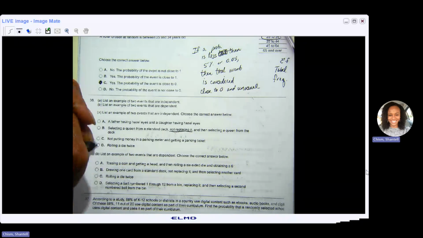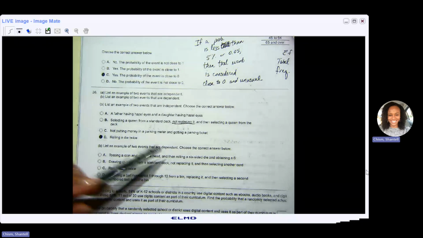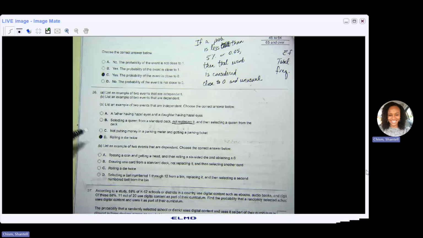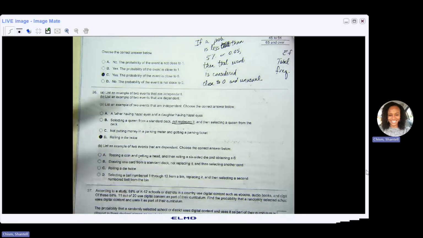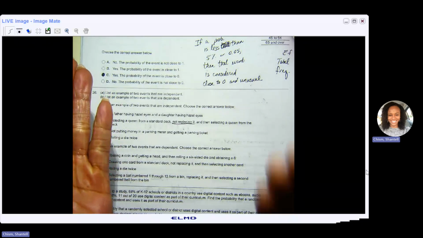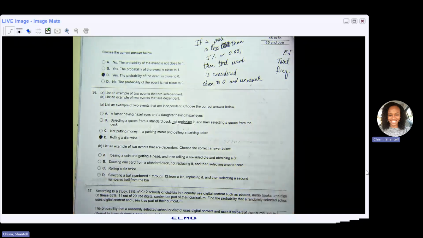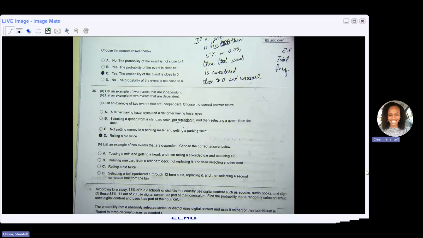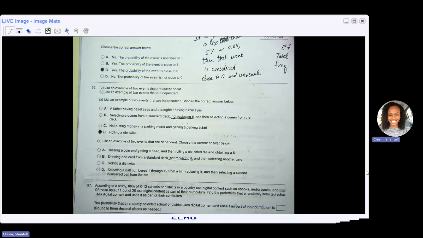And then for part B, all of these are independent except for one choice, which is the one we're looking for. We're trying to figure out which ones are dependent this time. So A says tossing a coin and getting a head, and then rolling a six-sided die and obtaining a six. Well, those are two separate entities. I could have the coin in one hand and the die in the other. What I got with the coin has no effect on what I get on the die. So those are independent.